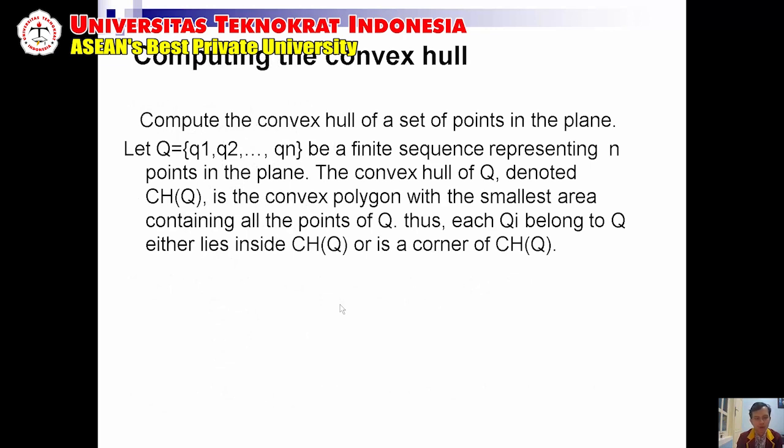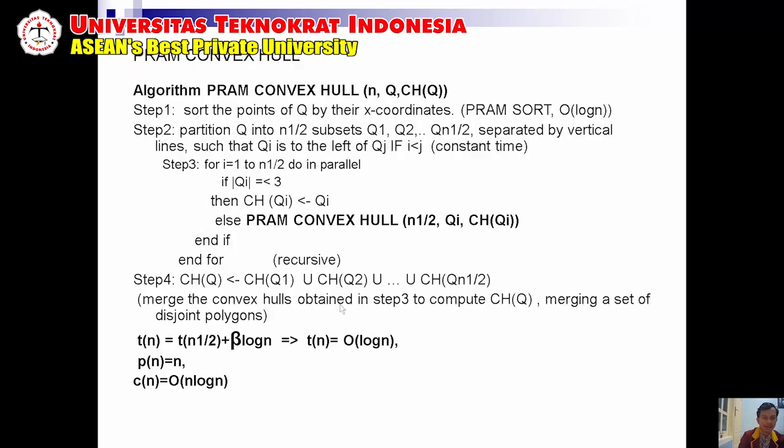Computing the convex hull. Compute the convex hull of a set of points in the plane, Q = q1, q2, up to qn, a finite sequence representing points in the plane. The convex hull of Q, denoted CH(Q), is the convex polygon with the smallest area containing all the points of Q. Thus, each qi belongs to Q either lies inside CH(Q) or is a corner of CH(Q).